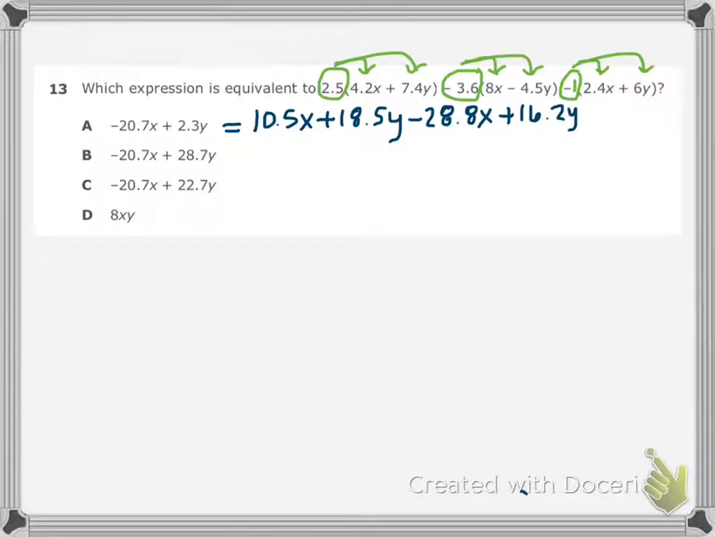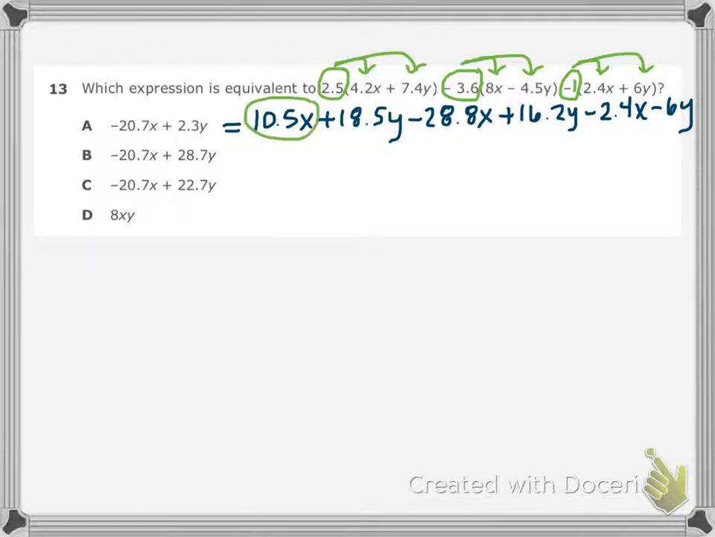Lastly, we got to distribute that negative 1. Remember, that just changes the sign. So that 2.4x is going to become minus 2.4x. And that 6y is just going to become minus 6y. All right, I've gotten rid of all my parentheses. Now we're ready to combine like terms.